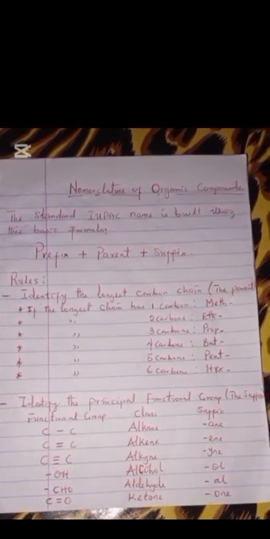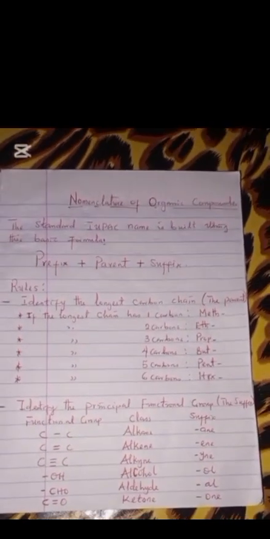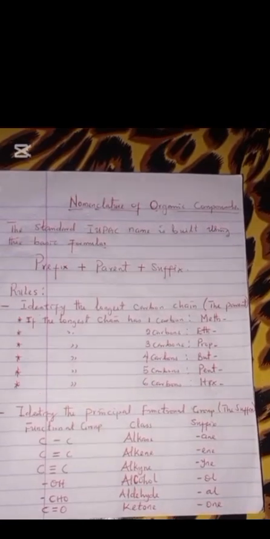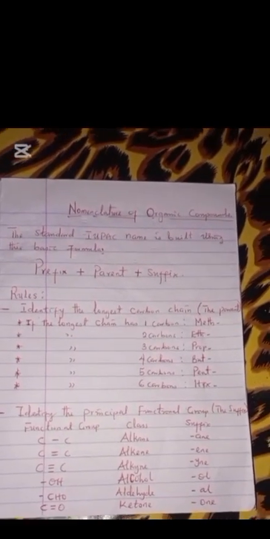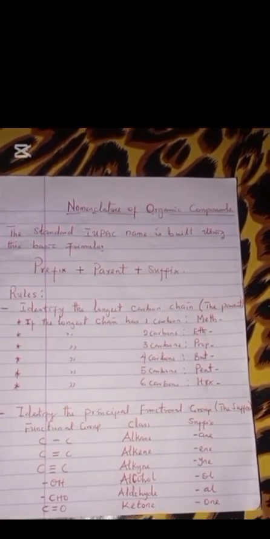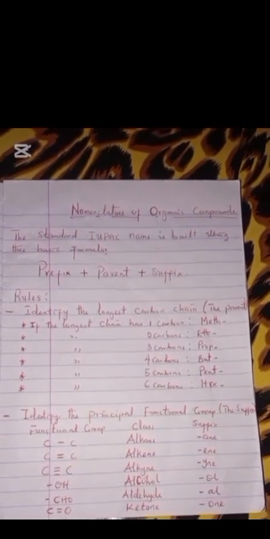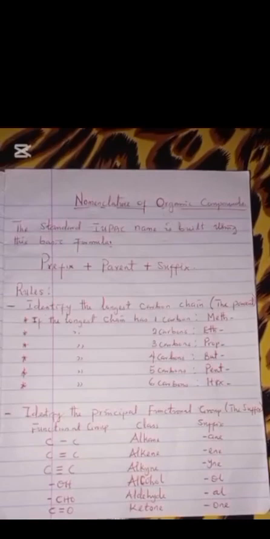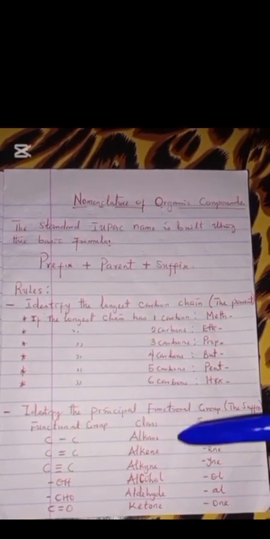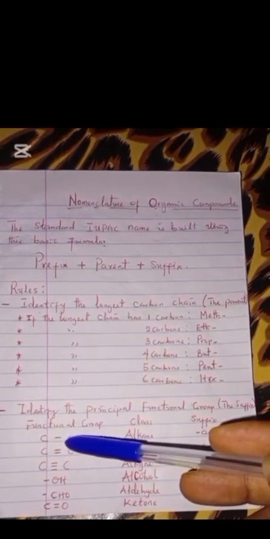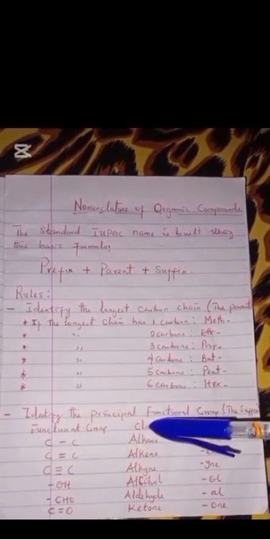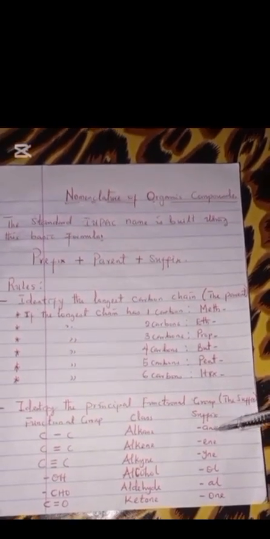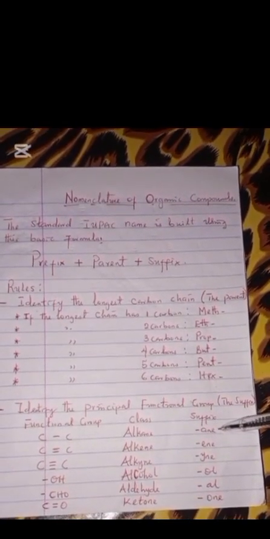Now, after you must have understood that, the next rule you need to consider is the fact that we need to identify the principal functional group. Yes. The principal functional group determines the suffix, that is the ending name. And if the functional group has a single bond, it means the organic compound belongs to the class alkane. Hence, the suffix, that is the ending of the name, will be ane.